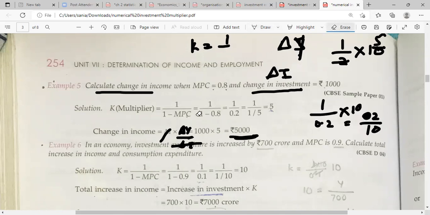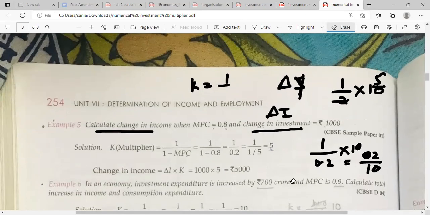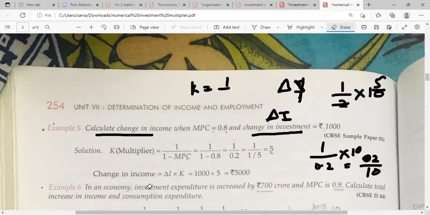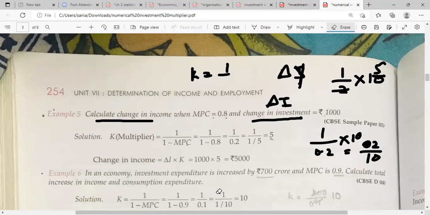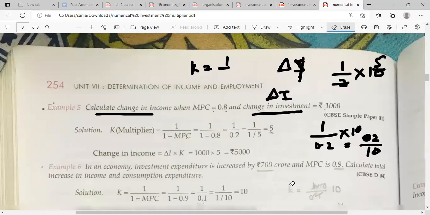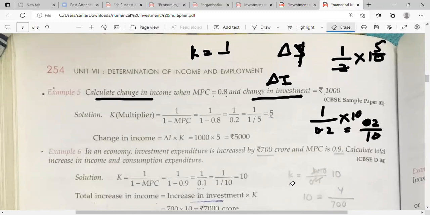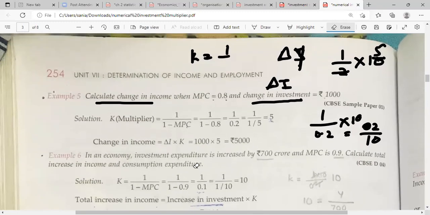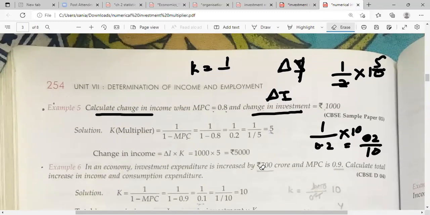Okay, so let's just do the next question, which is this. I hope you can do this as well. Over here in an economy, investment expenditure is increased by. So what they have given you is investment expenditure, right? So an increase in investment is happening. So delta I, and over here MPC is given. You have to calculate the increase in income, delta Y.